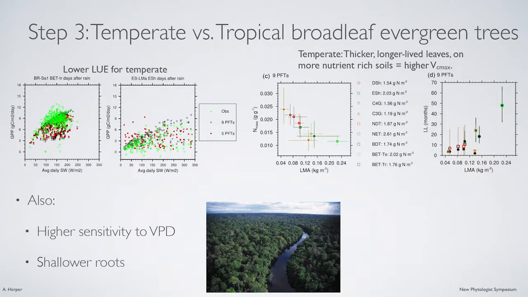So here is the temperate broadleaf evergreen tree, and the tropical broadleaf evergreen tree is here. Not so different on the leaf economic spectrum, but they are more distinct in the leaf lifespan spectrum. Then some other changes, such as sensitivity to VPD and shallower roots in the temperate broadleaf evergreen trees. All of these changes were how we went from five PFTs to nine. So still not a huge emergent prediction of dynamic trait combinations, but still an improvement.